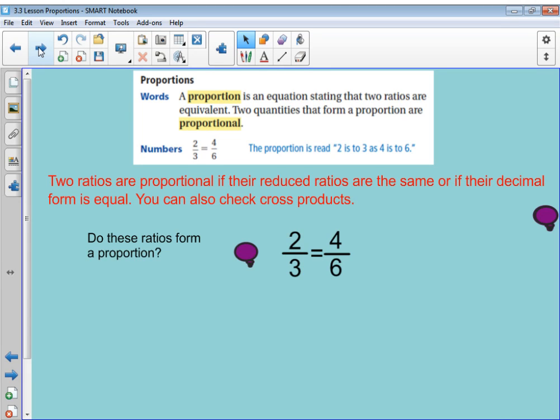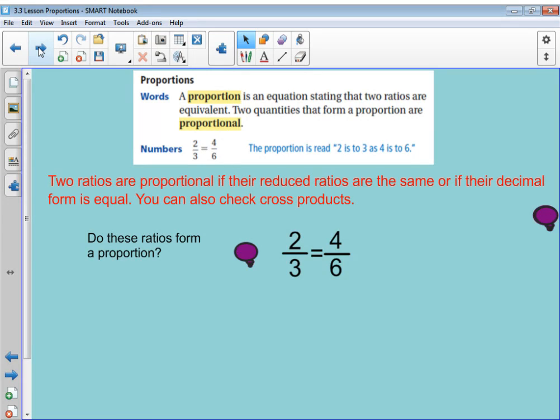A proportion is an equation stating that two ratios are equivalent or equal to each other. The two quantities that form a proportion are then considered proportional. What we're going to start working with is deciding whether two sets of rates or ratios are considered proportional. So it's kind of looking at two fractions and asking if they're equivalent or equal to each other.